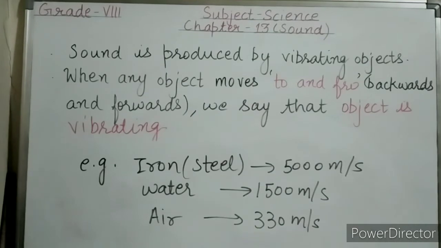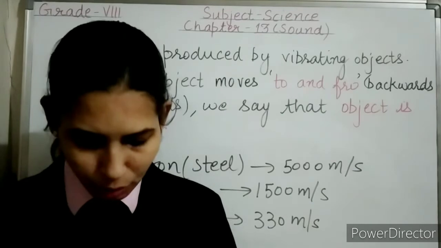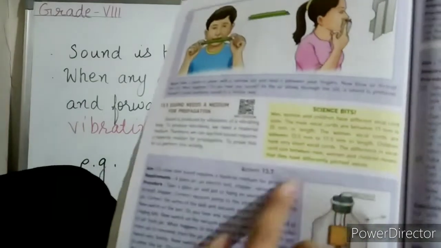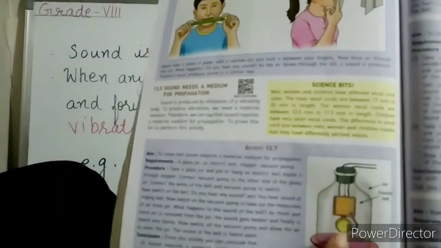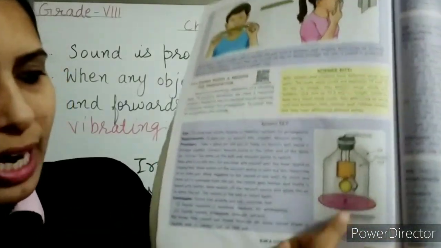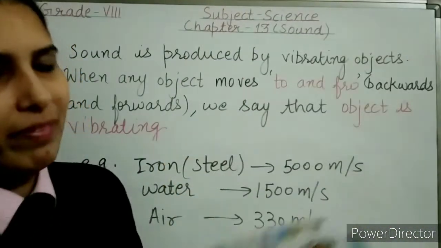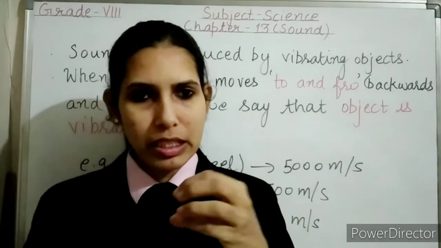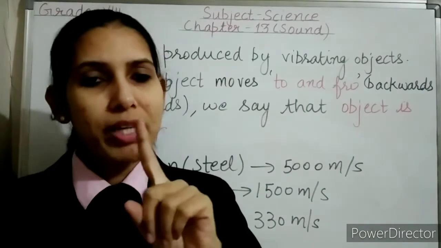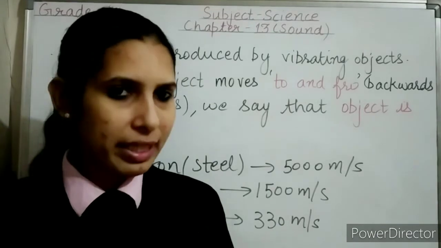If you see your books, then in your book on page number B40, one activity has been given to show that sound requires a material medium for propagation. Here you can see a glass jar inside which there is one bell. It has been connected through wires to the circuit. At the bottom there is a vacuum pump to suck air from the jar. When the bell is connected in the circuit and air is present inside the glass jar, and we switch on the circuit, the bell will start ringing and we will be able to hear it.